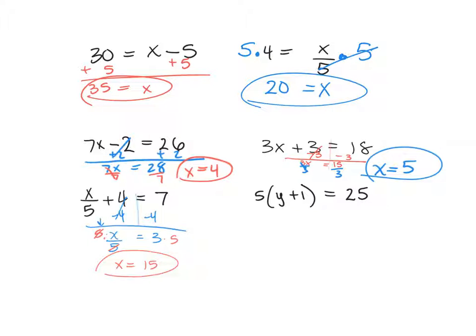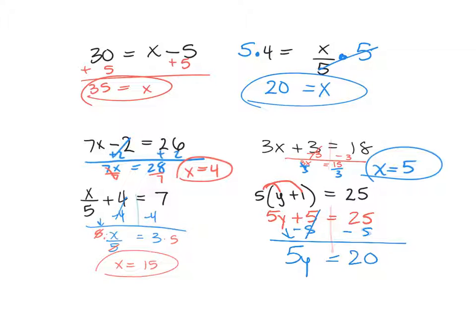All right, the last one. Well, the last one has multiplication in parentheses, so you have to distribute, correct? So this is a 3-step equation. So you would distribute, and you get 5y plus 5 is equal to 25. Now it's a simple 2-step equation. What would I do? Minus 5. So minus 5 minus 5. 20 equals 5y. Yep. And then you would divide by 5, and you get y equals 4.